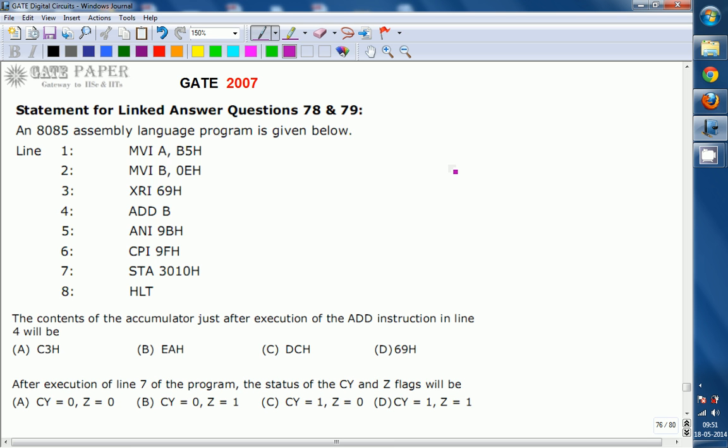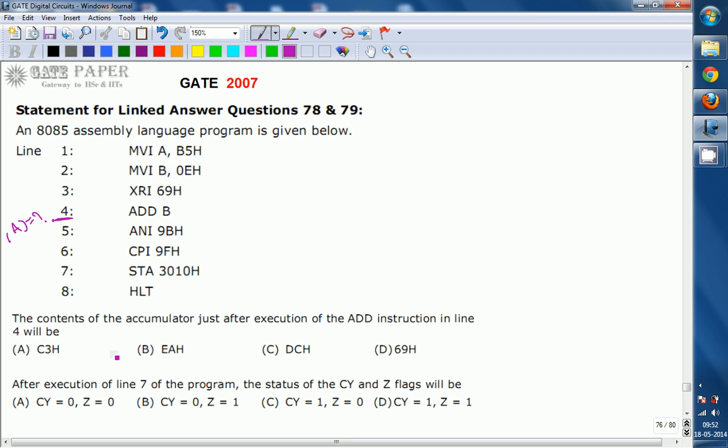and for this assembly language program the question asked is the contents of the accumulator just after execution of the ADD instruction in line 4. So you are going to calculate the accumulator contents after this fourth line execution. So after ADD B, what are the contents of the accumulator?